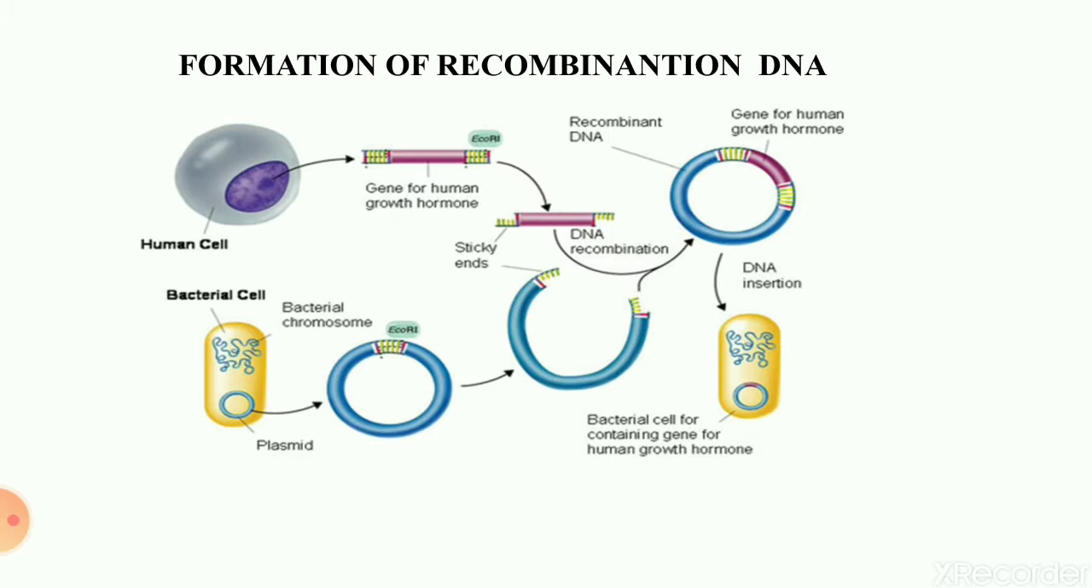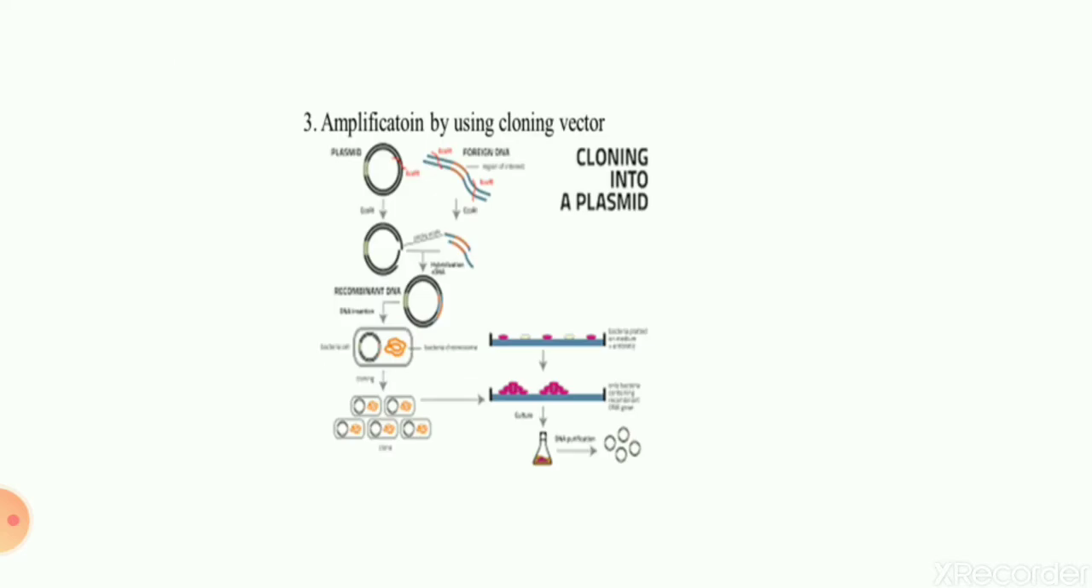This recombinant DNA is reintroduced or reinserted in the bacterial cell, containing the gene for human growth hormone. This is the whole process of cloning into a plasmid.